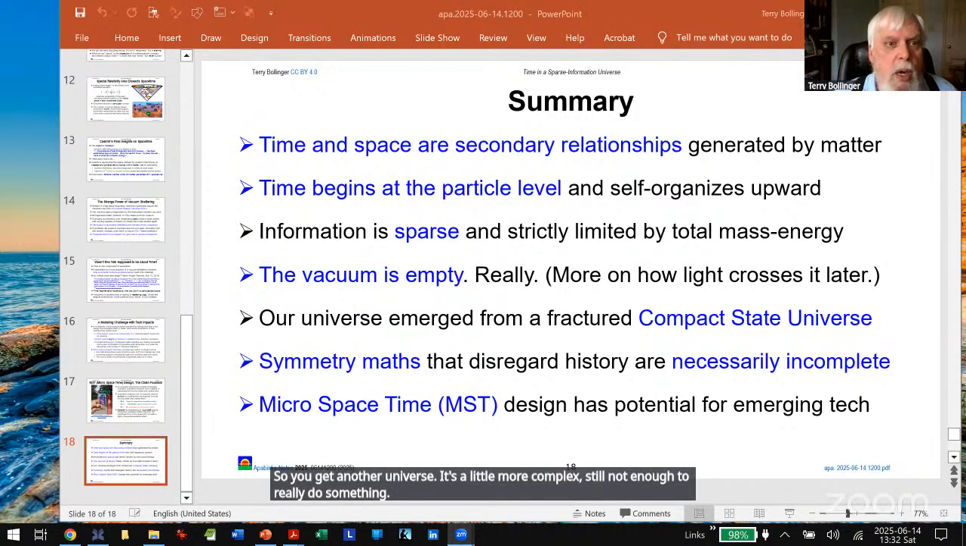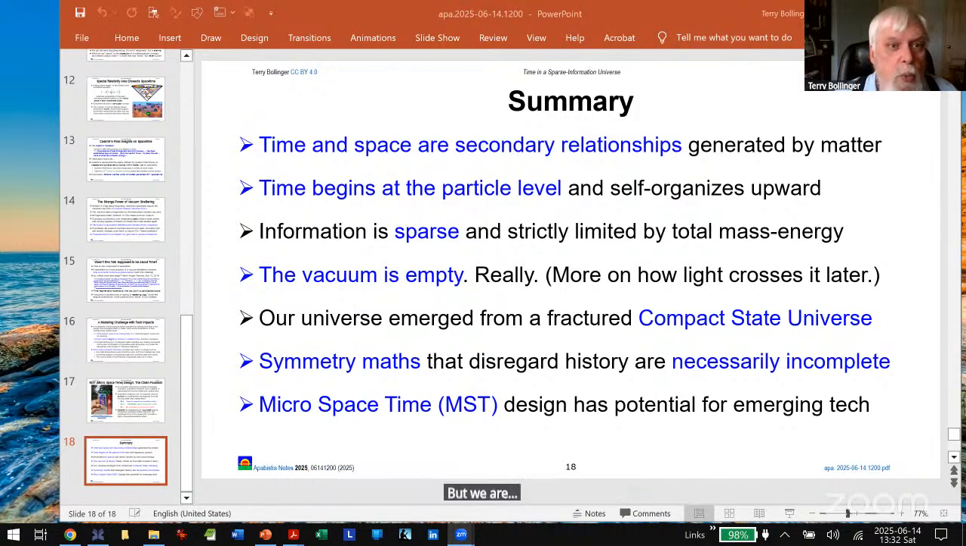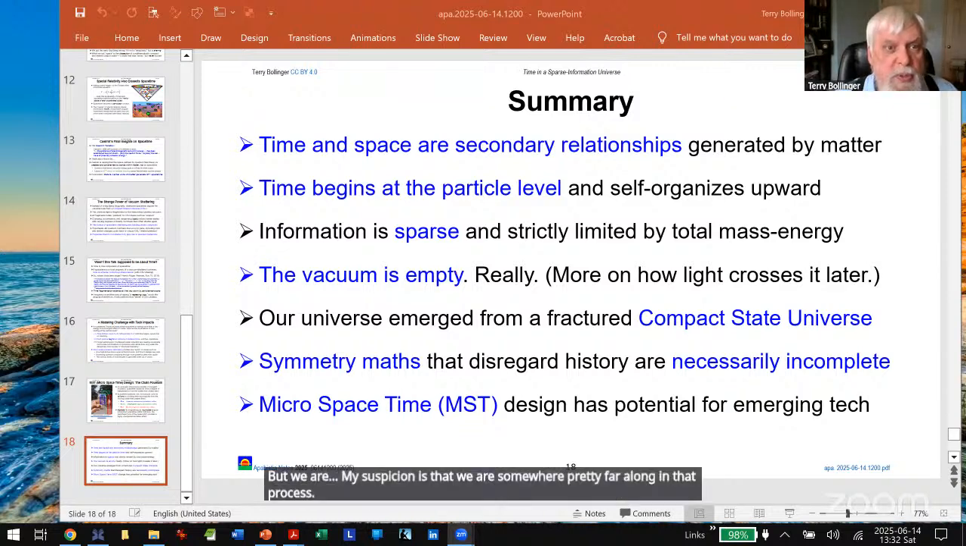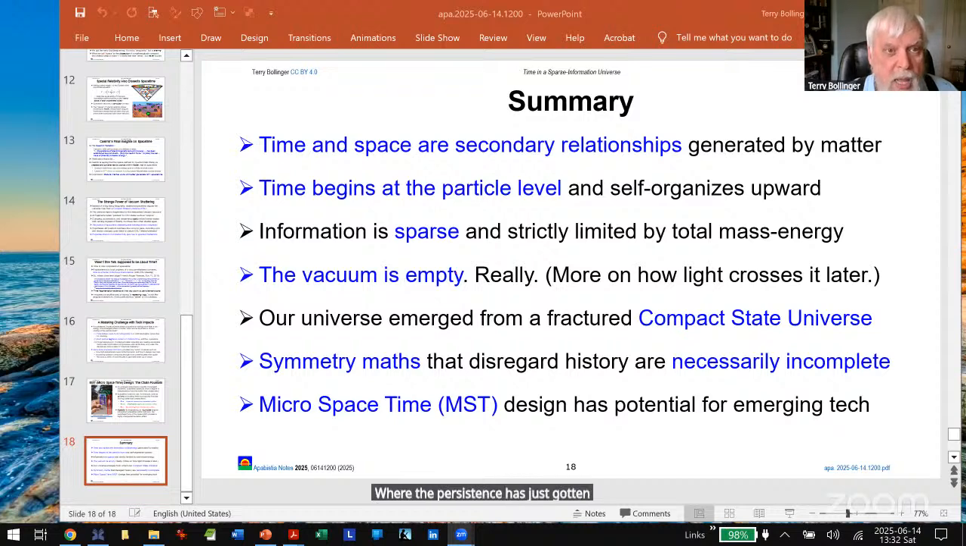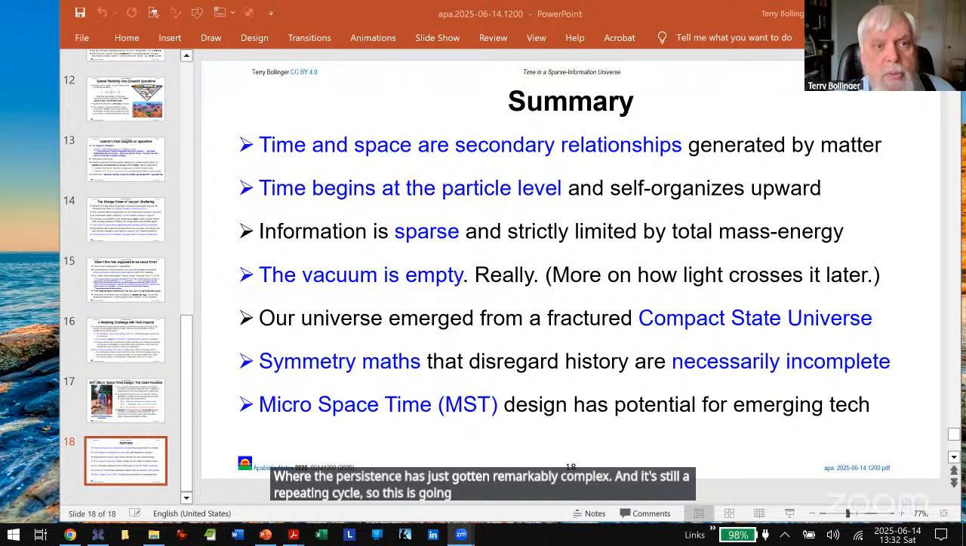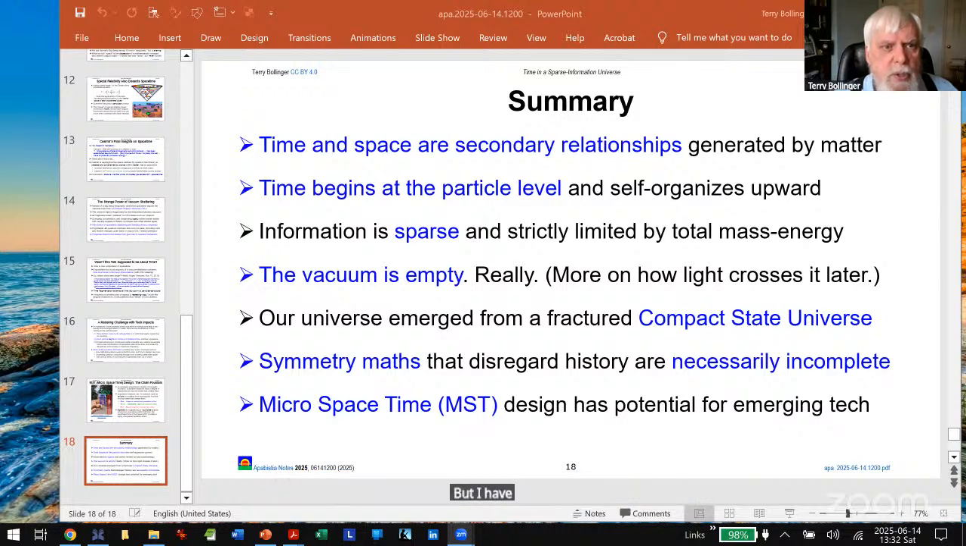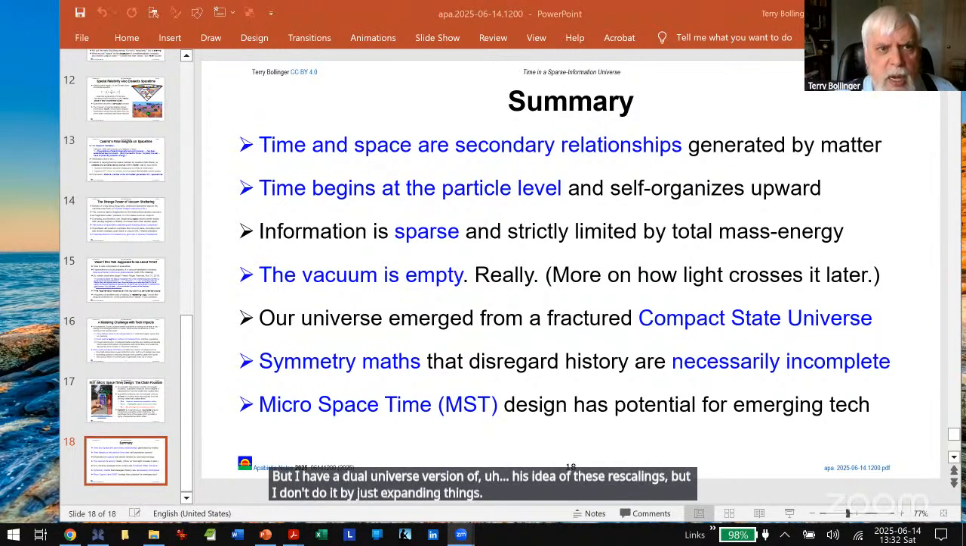It's a little more complex, still not enough to really do something. But my suspicion is that we are somewhere pretty far along in that process, where the persistence has become remarkably complex, and it's still a repeating cycle. So this is going back to Penrose's CCC, my variant of it. I don't think he uses dual universes, but I have a dual universe version of his idea of these rescalings, but I don't do it by just expanding things. It's a different process of collapse and return.